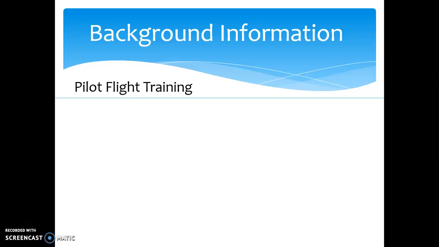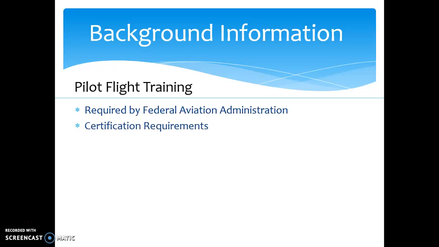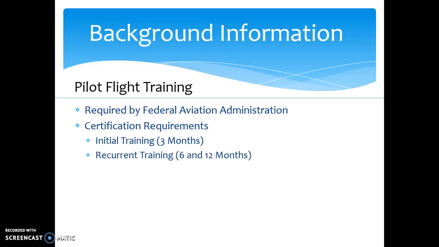A little background information on pilot flight training. It is a requirement by the Federal Aviation Administration for all commercial pilots. Certification requirements include initial training, which takes about 3 months in the classroom and in different simulators, and then recurrent training in the classroom and simulators every 6 to 12 months for all commercial pilots out in the fleet. Training locations: the main one is here in Memphis. There's a small facility up in Anchorage, but the main one is located here in Memphis.